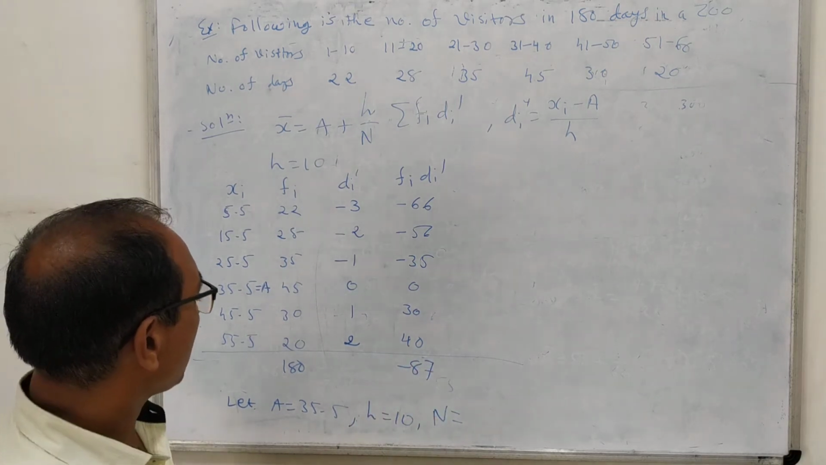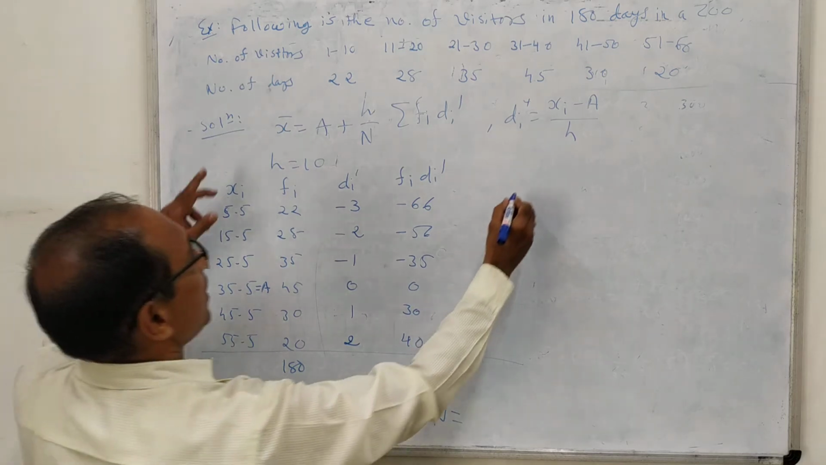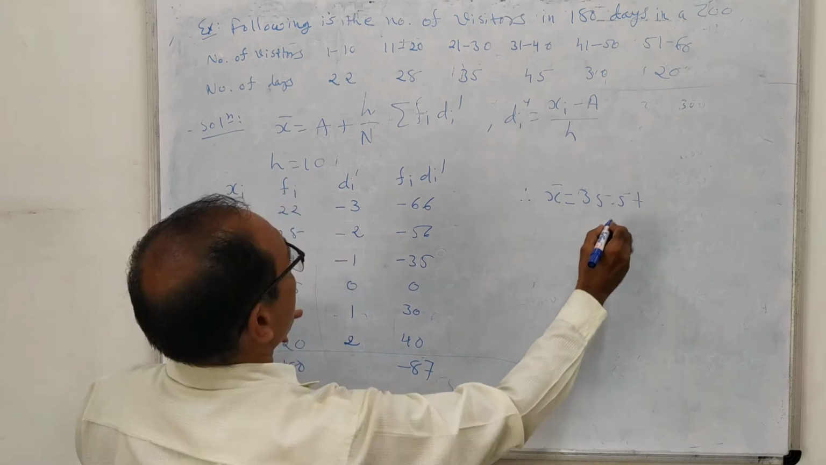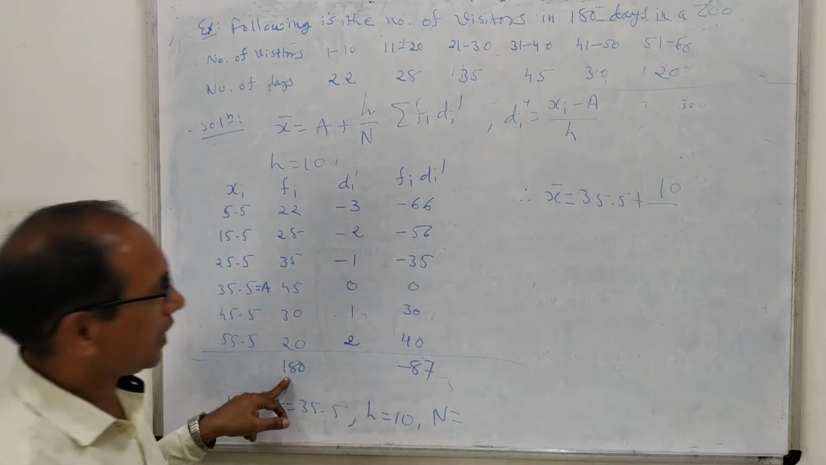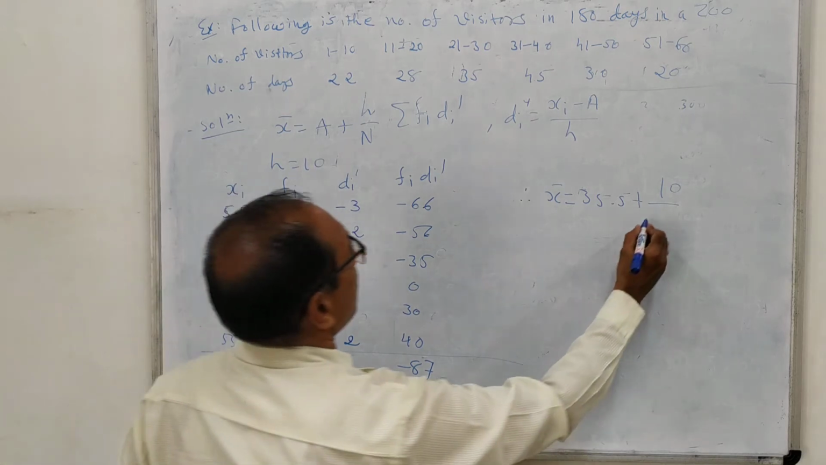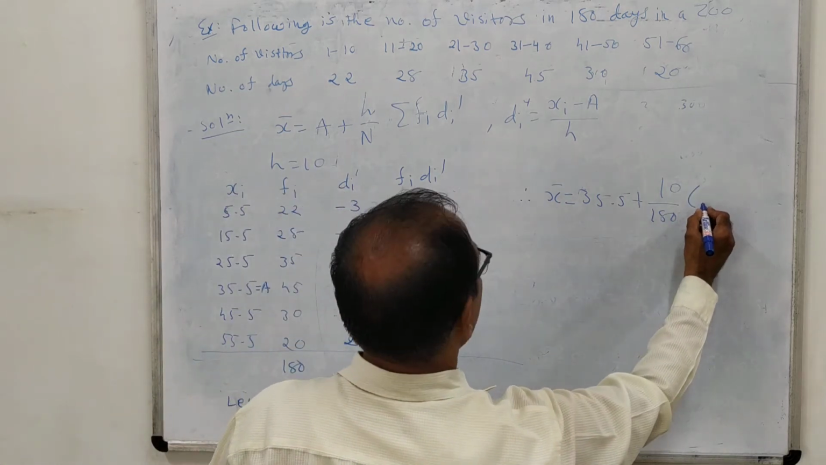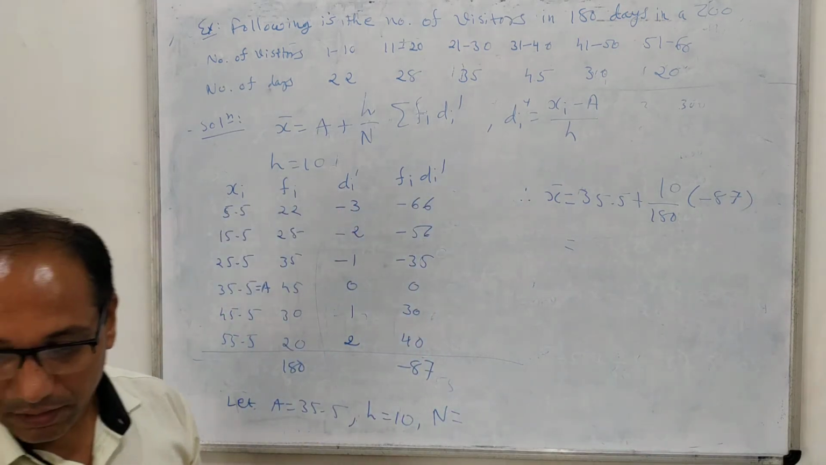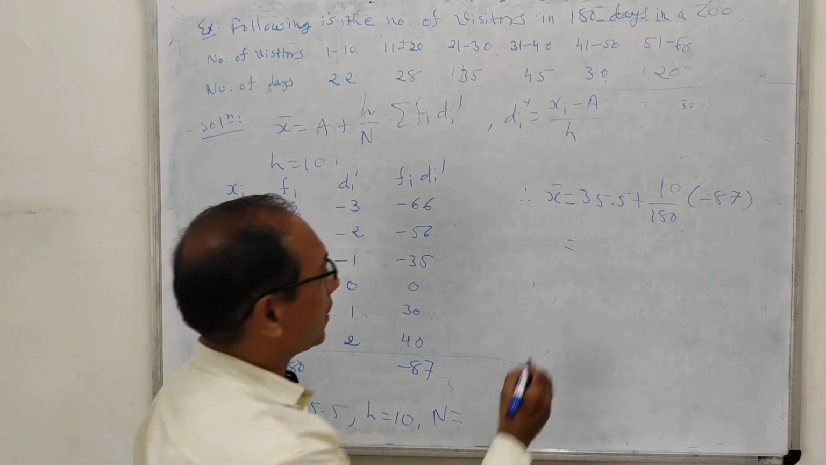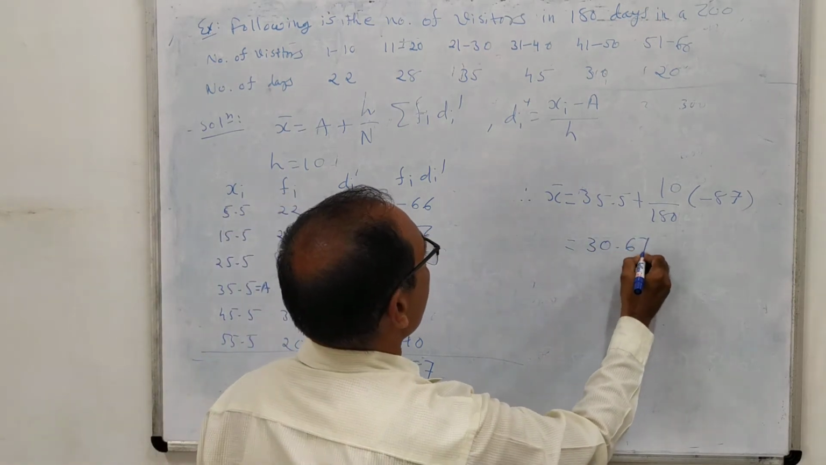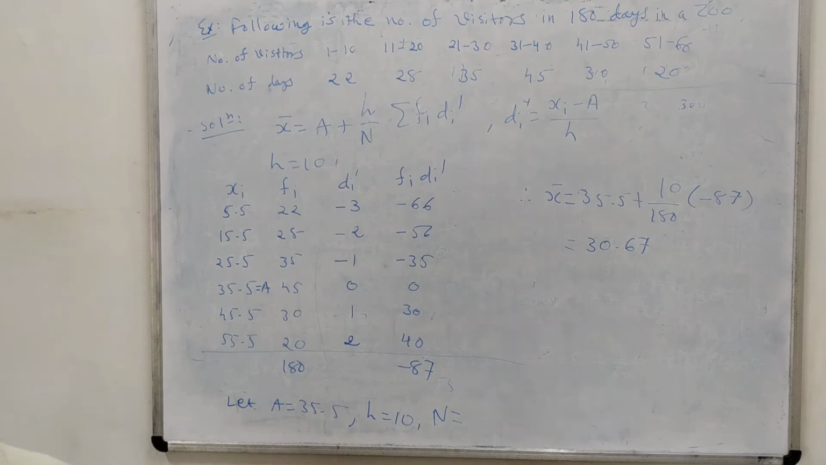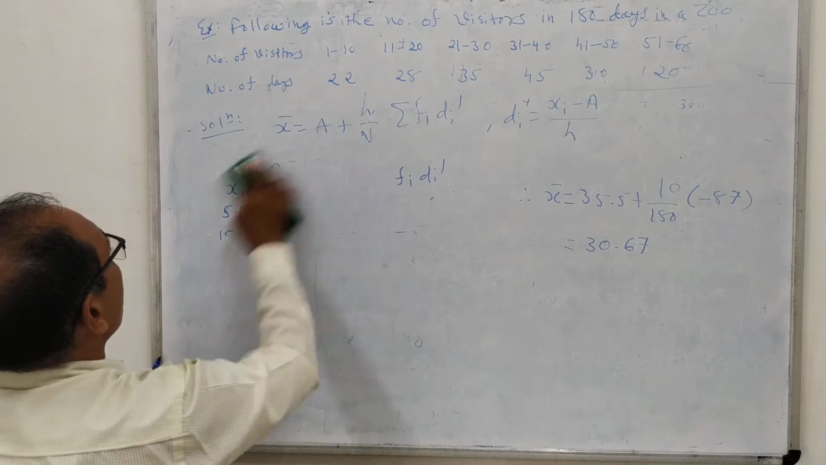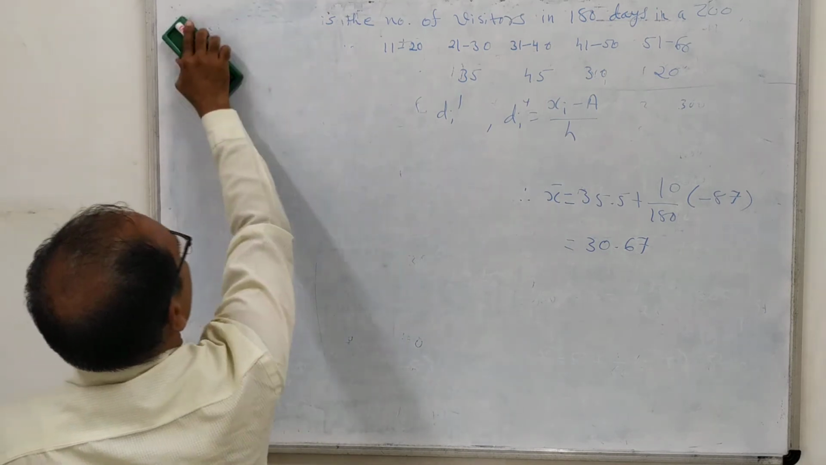Now you can see that all the values have been obtained. Therefore x bar equals capital A, 35.5, plus h, which is 10, upon capital N, which is 180, into sigma fi di dash, which is minus 87. So x bar equals 30.67. This is the required answer. So friends, you can see this is the use of all the formulas to find the mean or arithmetic mean.